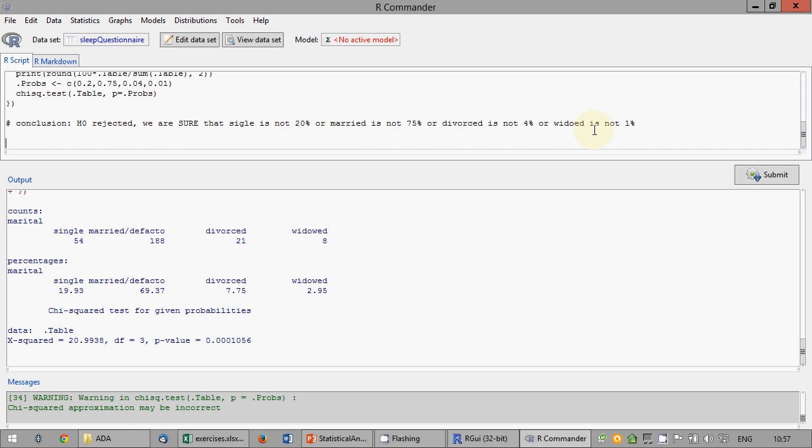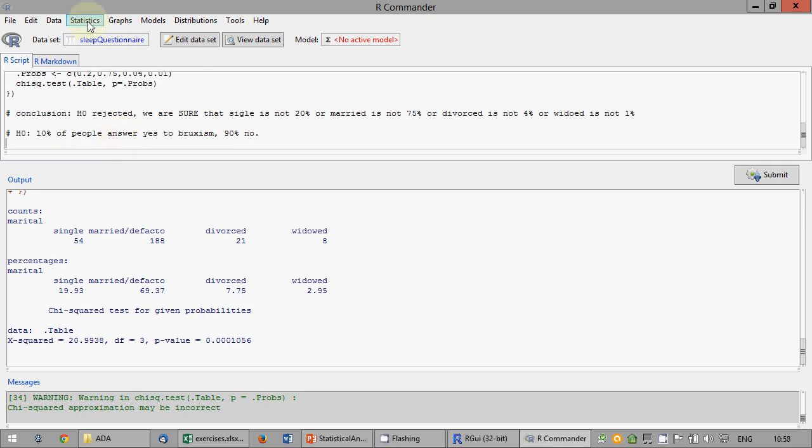Let's do another one. Another one with a variable with two categories. For example, bruxism. I suppose 10% of the people have bruxism and 90% of the people don't. So H0: 10% of people answer yes to bruxism. This time I don't even look at the frequencies before, so I do everything without cheating.